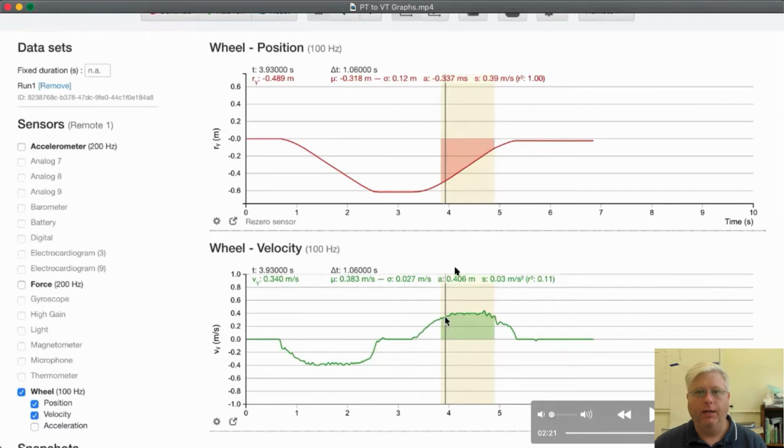As you might be thinking, why isn't this still negative down here, because the position's still negative? Well, it has nothing to do with that. It really has to do with the slope. The slope here is a positive slope, so a positive velocity. Here it's a negative slope, so negative velocity.